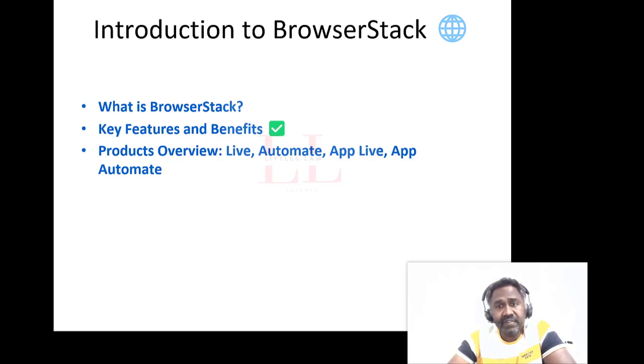So we'll start the live testing where we can manually interact with the websites on different devices. I'll show you how to do that. And then we'll move on to the automated testing where we can use powerful tools like Selenium, tools like Appium, and we also will cover local testing where we can do the debugging of features, parallel testing and CI/CD integrations.